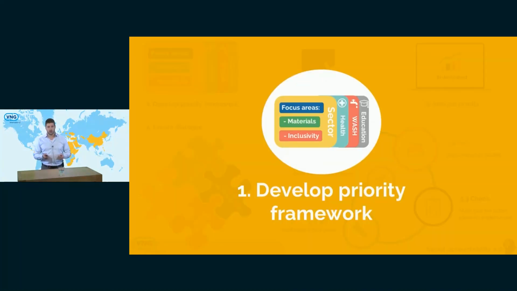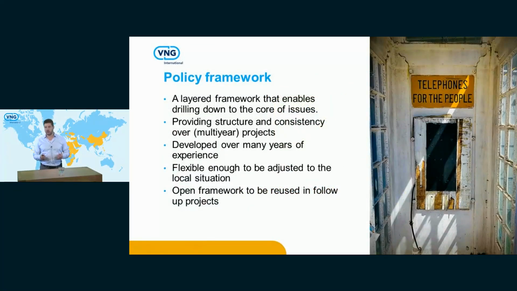Now, to start with the offline process of a priority framework. What is a priority framework? The priority framework is what we're going to measure. You could also see it as a research framework. And it's a layered framework that enables drilling down to the core of issues. So we go from top to bottom. This allows for consistency over multi-year projects, if you want to repeat the research or the data collection.